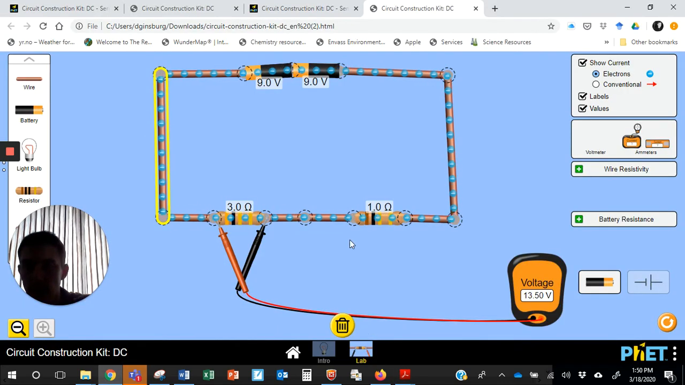If you wanted, let's do a little extension. Let's add a light bulb to our circuit.